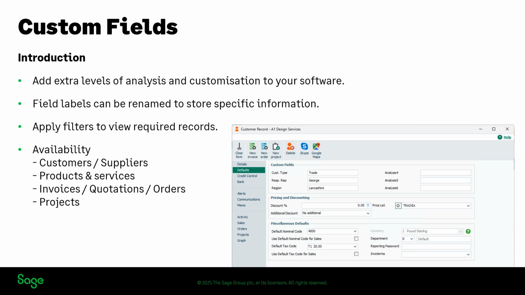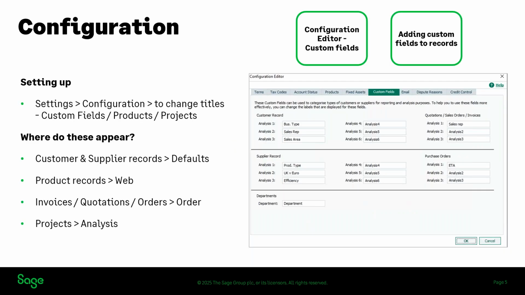Now, to configure these custom fields, it's as simple as going into settings, configuration. As you can see per the screenshot, which I'm going to show you in the demonstration in a moment, you've got your customer record, your supplier record, departments, quotations, sales orders, and invoice. Products does show in a different tab, but I'm just going to briefly show you that when we go into the demonstration.